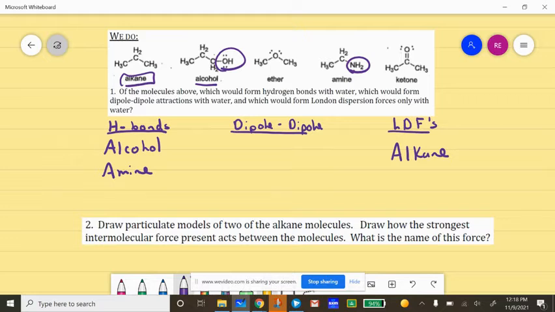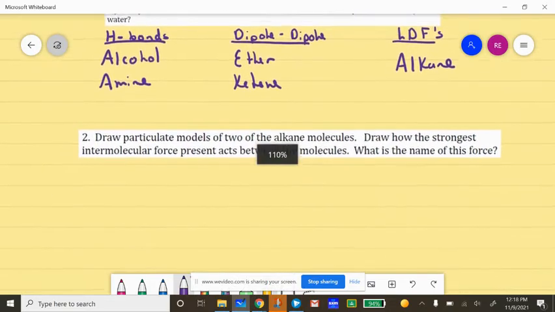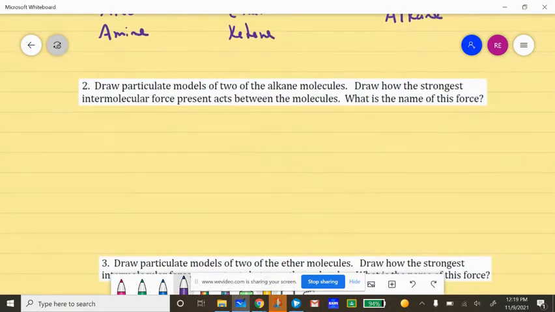The other two that I have left have a partially negative end and partially positive end there on my ether. And then when I look at my ketone as well, I see a partial negative end and a partial positive end where I have my carbon and oxygen. So under dipole-dipole, we're going to add ether and we're going to add the ketone. So now that we have those sorted out, let's go ahead and take a look at question 2.